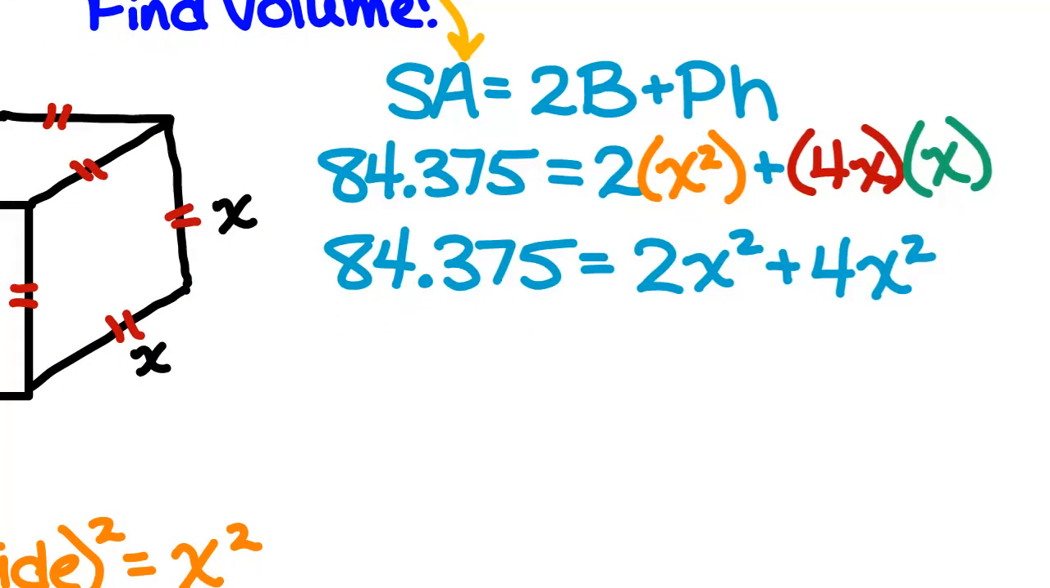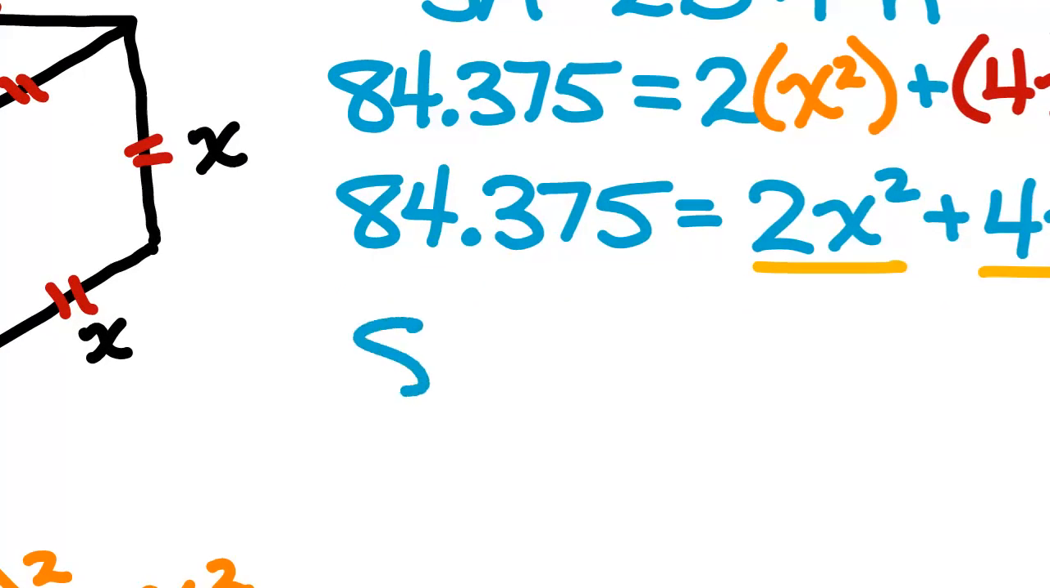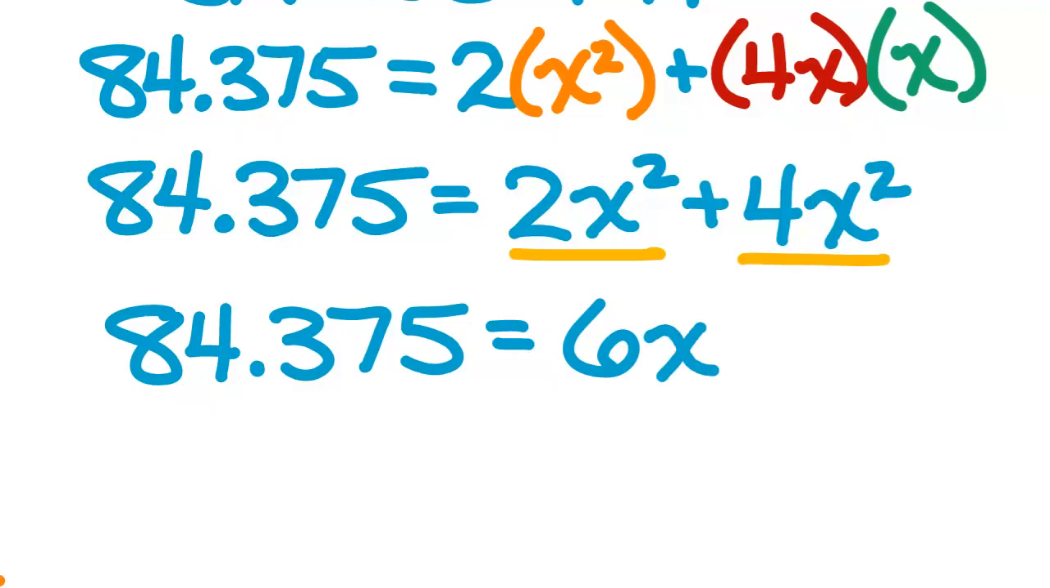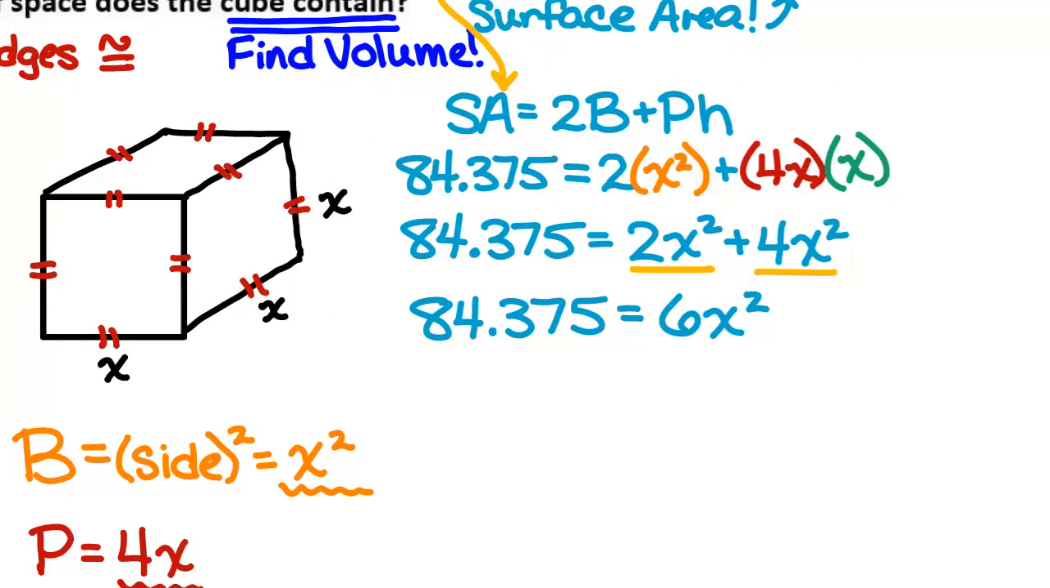All right. Are these two, 2x squared and 4x squared, like terms that I can combine? If I have 2x squareds and then another 4x squareds, how many x squareds do I have altogether? 6x squared, as we add those coefficients together. I want to get x all by itself, because if I can get x all by itself, then I know the length, the width, and the height, and I can find the volume. I'm going to need to get rid of this exponent of 2, and I'm going to need to get rid of this 6. Which one do I have to get rid of first?